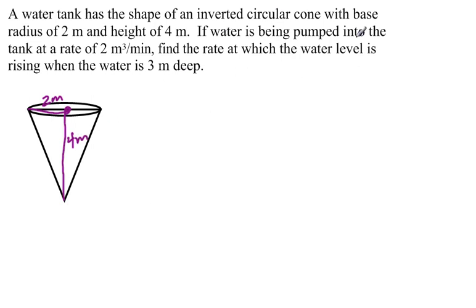We're told that water is being pumped into the tank at a rate of 2 cubic meters per minute. Now, when I look at cubic meters, that makes me think of volume. So I now know that dV/dt, V because it's cubic meters, and t because it's minutes, minutes being a measure of time, equals 2 cubic meters per minute. So the units are really helpful in figuring this out.